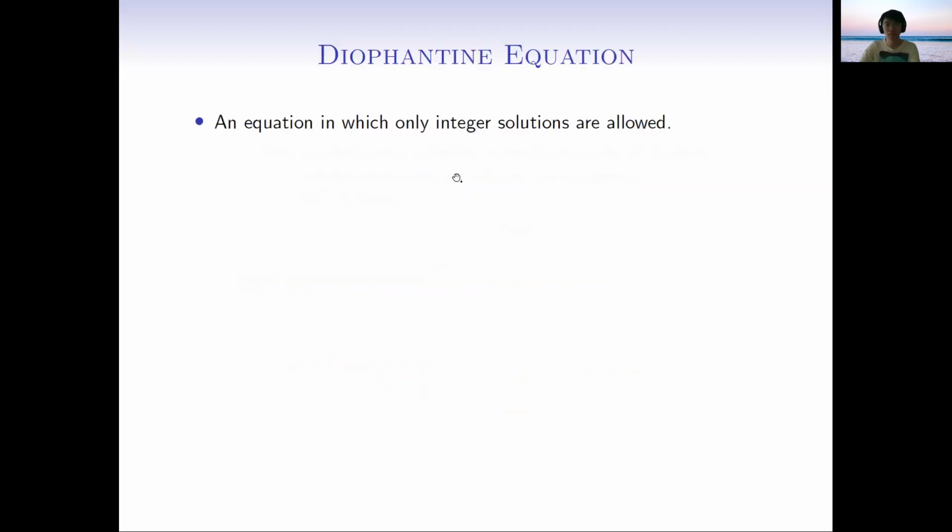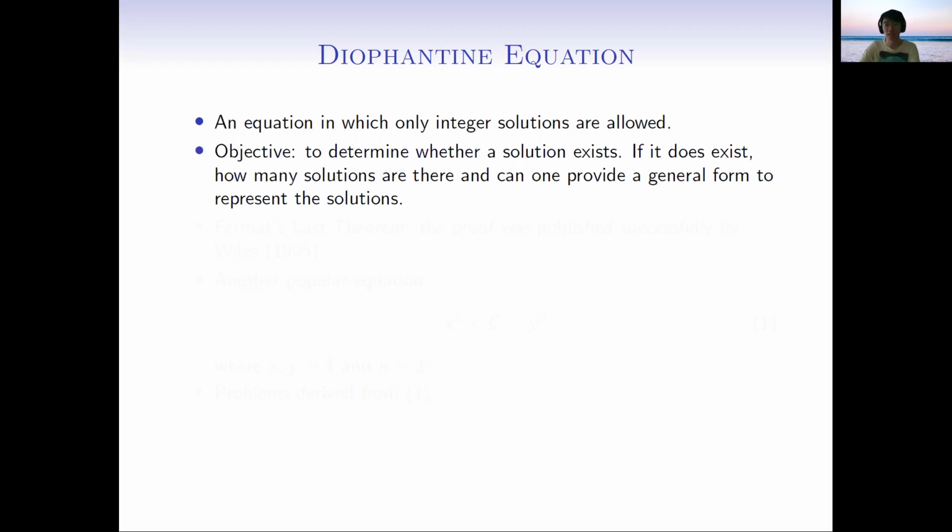This is an equation in which only integer solutions are allowed. So when studying a Diophantine equation, we are interested in whether a solution exists. If a solution exists, then how many of them? And is it possible for us to represent the solutions using a general formula?